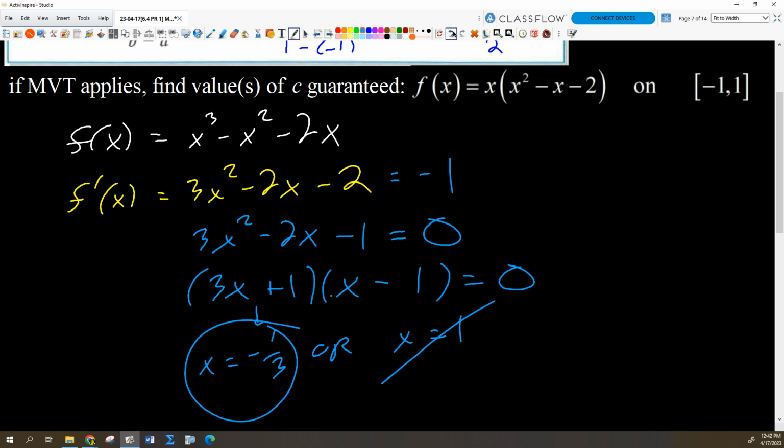Well, we know that the outcome is if we meet the criteria, then there's at least one value between the endpoints where the instantaneous rate of change equals the average rate of change. Yeah, the average rate of change was negative 1. We calculated that. Okay, make sense?